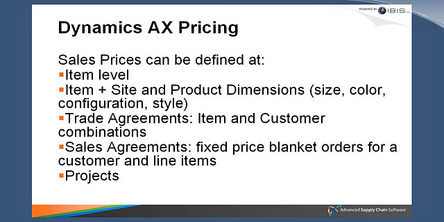Then we also have sales agreements in AX. Those are very specific fixed price blanket orders for a customer and a set of line items. So that's just a standard agreement. That's a blanket order, an agreement basically to buy over a period of time. So we won't be talking about that today. We'll be focusing primarily on trade agreements. You do have project level pricing as well. So if you're using project accounting in AX and managing projects and sales prices that come out of those projects, you might have unique pricing as well.